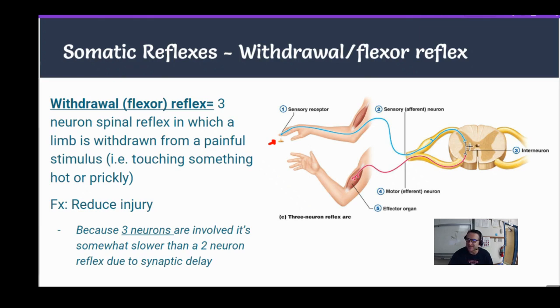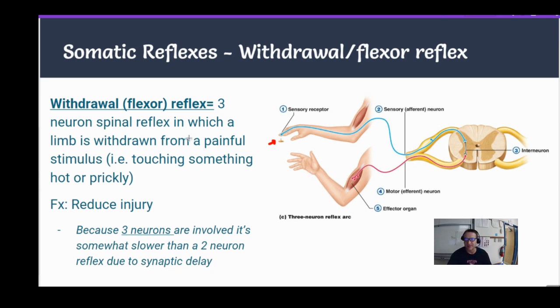But this time it's going to connect with an interneuron. So it's going to be three neurons. 1, 2, 3. So the sensory neuron innervates or connects with this interneuron. Remember, that's the integration center. And it's going to innervate or connect with a motor neuron. And it's going to make this motor neuron fire an action potential, which is going to travel down to the effector. In this case, it looks like the biceps brachii muscle in your upper arm. And that's going to cause your hand to withdraw.